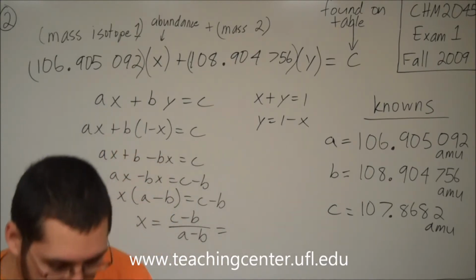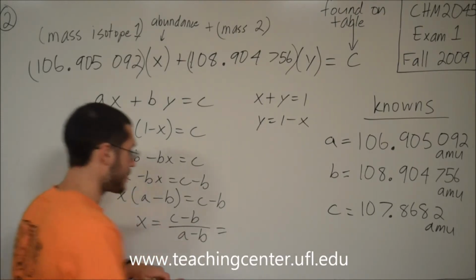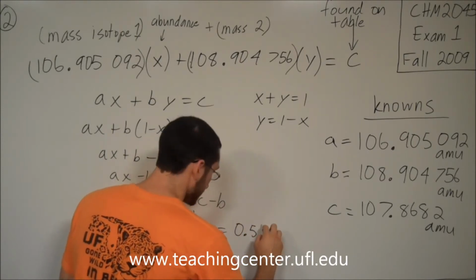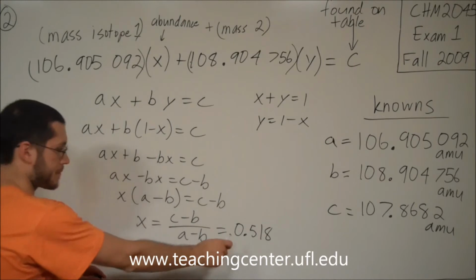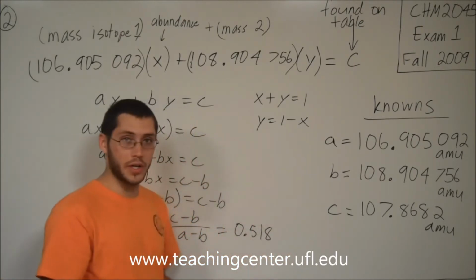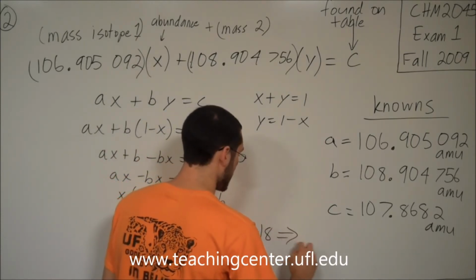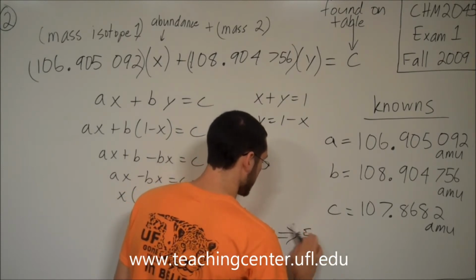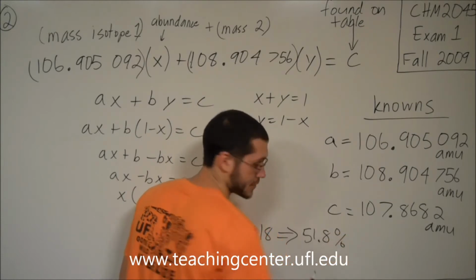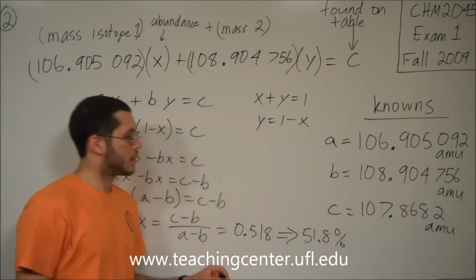Alright, so plugging in your numbers, X will give you 0.518. And this is the fraction of abundance of the first isotope. That's not what the problem wanted. The problem wanted the percent abundance. So we have to multiply by 100%, and then we get 51.8%, which is pretty close to an answer on the test. The reason our answers may differ is because I use a quite exact value from the periodic table.